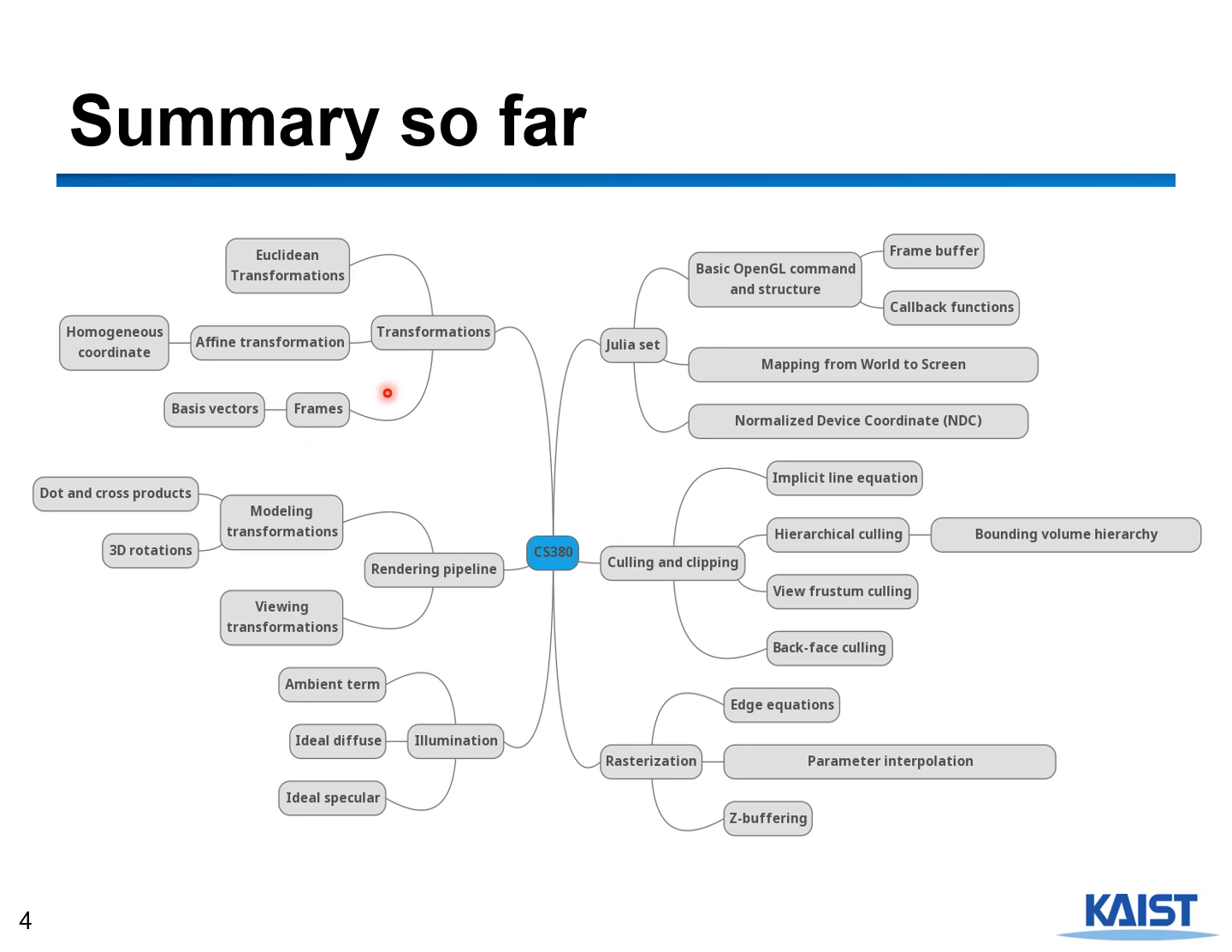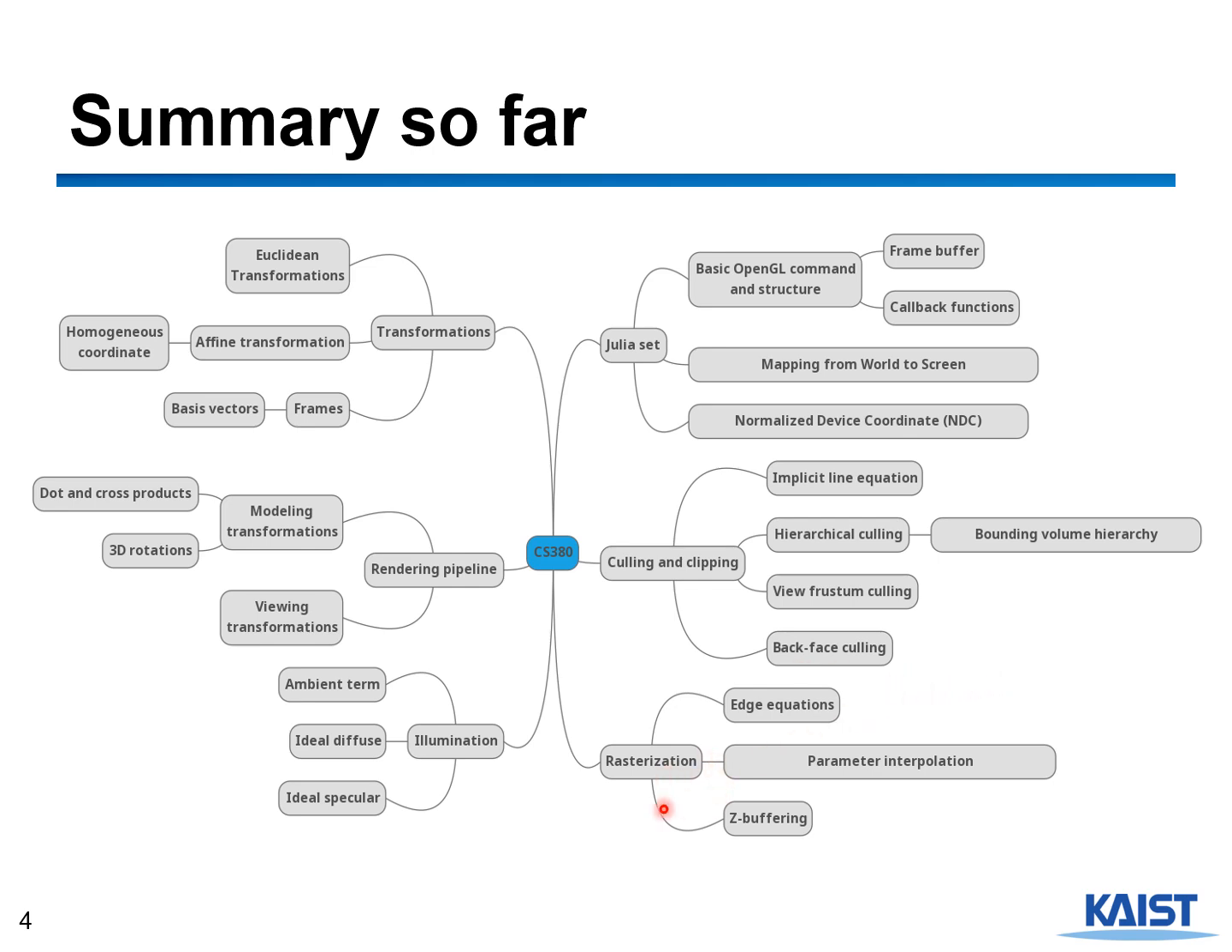Then we moved on to other transformations commonly used in the rendering pipeline: modeling transformation and viewing transformation. We also talked about the dot product, the cross product, and 3D rotations, together with the viewing transformation and projection. Then we talked about clipping and culling. To define culling and clipping, we talked about the implicit line equation. As an example of hierarchical culling, we talked about the bounding volume hierarchy. Then we moved on to other culling techniques like view frustum culling and backface culling.